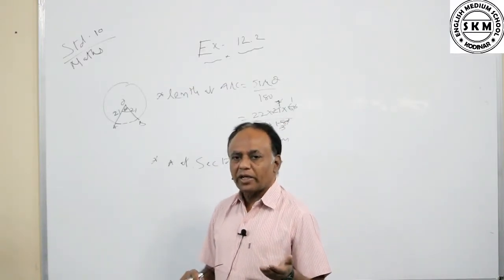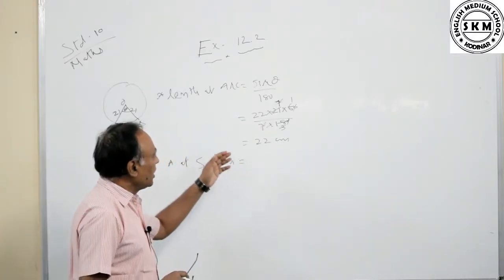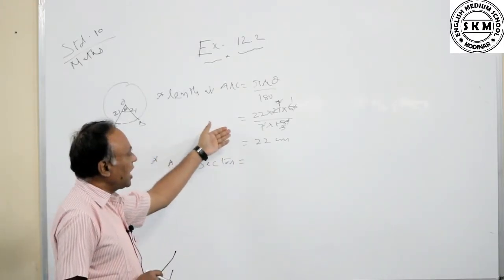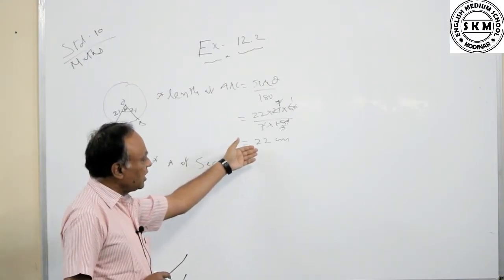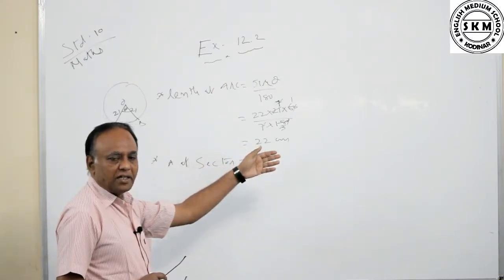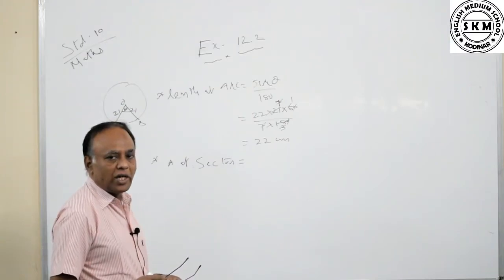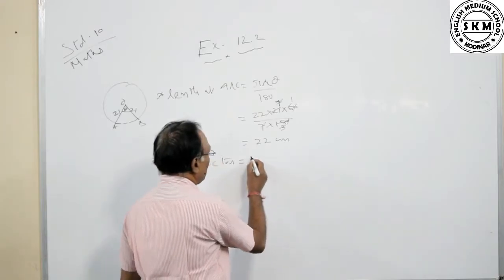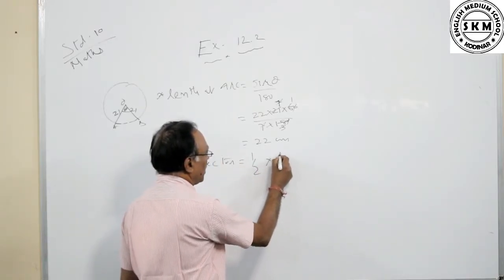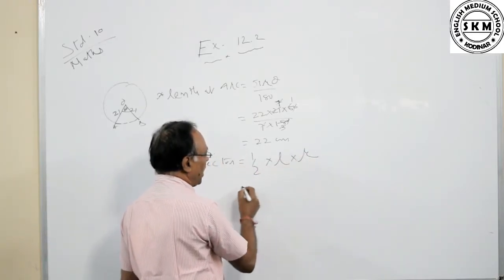Here you can solve both ways, but you have already found the length of the arc, which is denoted by L. So what is L? It is 22. So apply the second formula, area of the sector is equal to half into L into R.